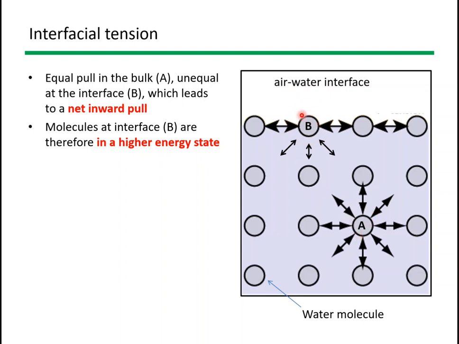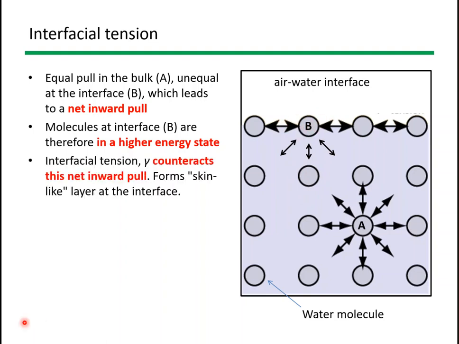Okay, now of course molecule B would tend to prefer to reduce its energy, and so it's going to try and pull itself back into the bulk. But of course, if it does that, then another molecule has to take its place. And so there then becomes an effective tension at that interface that holds it in place. So this is the interfacial tension, basically.